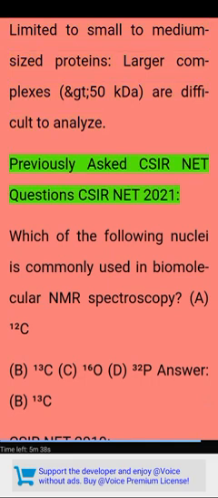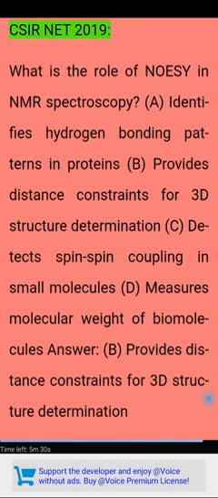Previously asked CSIR NET question, CSIR NET 2021. Which of the following nuclei is commonly used in biomolecular NMR spectroscopy? A. ²H. B. ¹³C. C. ¹⁶O. D. ³²P. Answer: B. ¹³C.